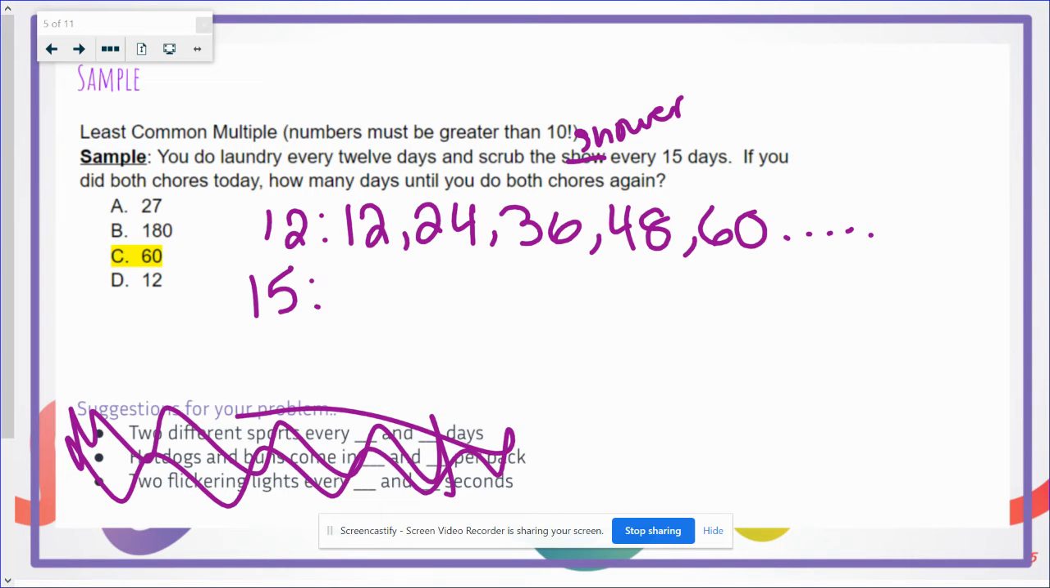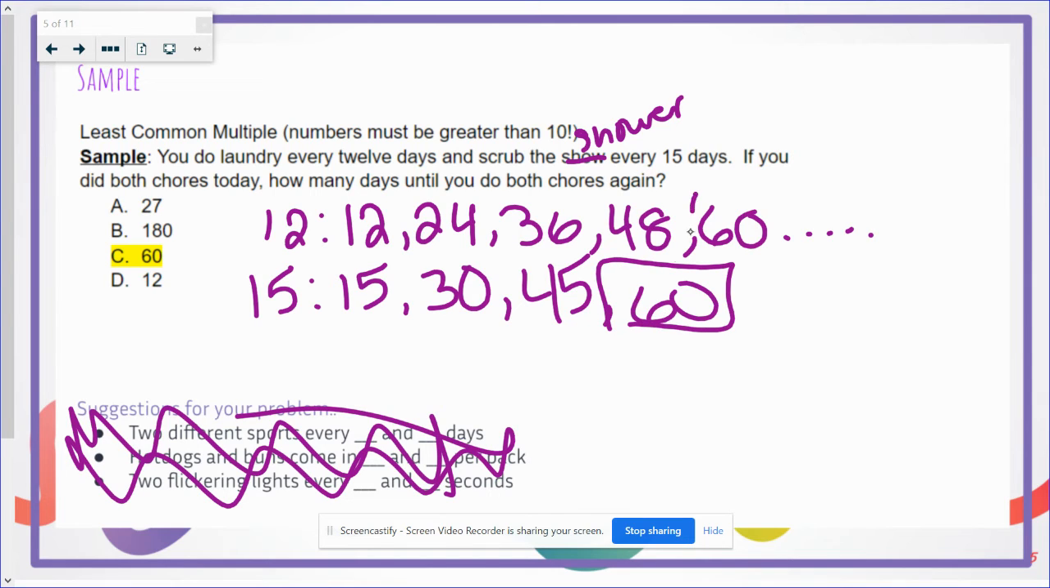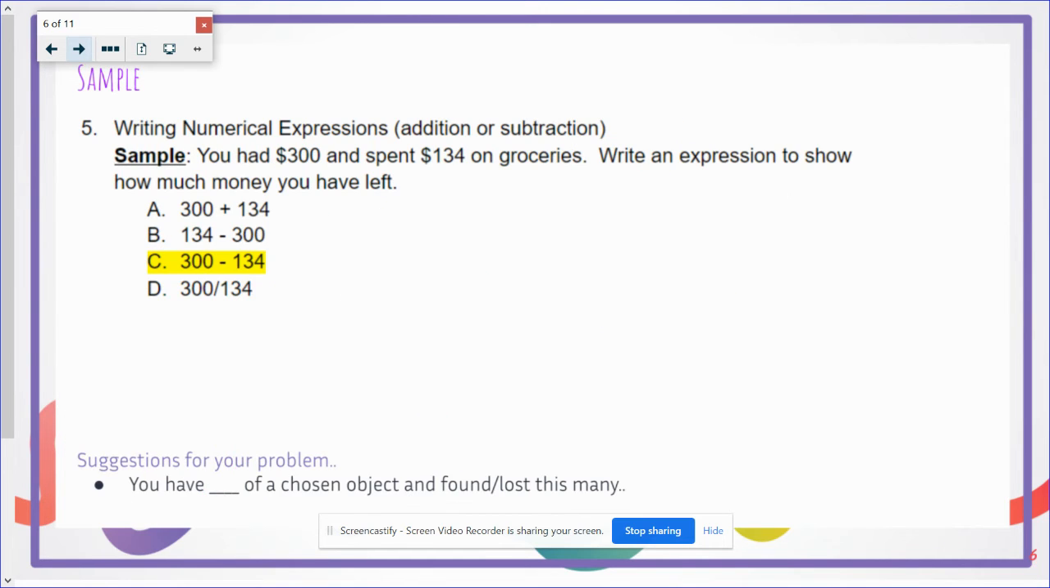Scrub the shower every 15 days. 15, 30, and then 45, and then I see 60. So she would do both chores on the same day again in 60 days if she keeps that pattern. All right, let's move on.